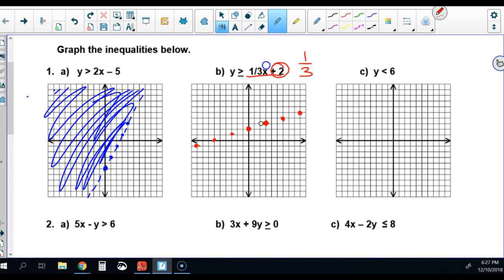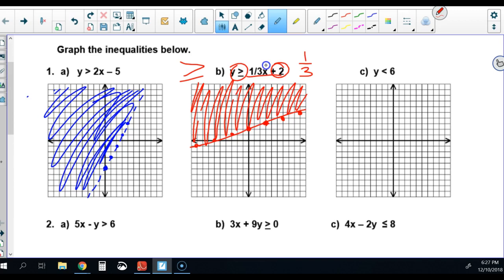So now I have to look at my inequality symbol. Greater than or equal to. The equal to here tells me I do get to draw the solid line. And again, greater than is everything above that solid line.